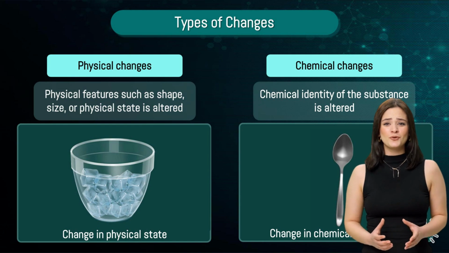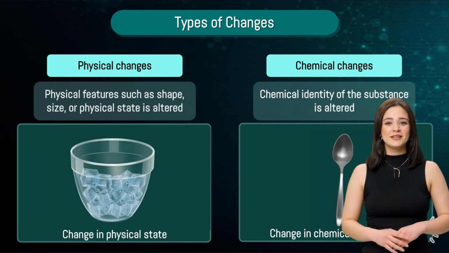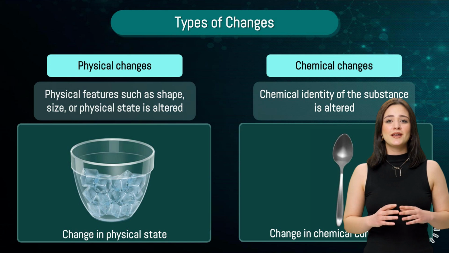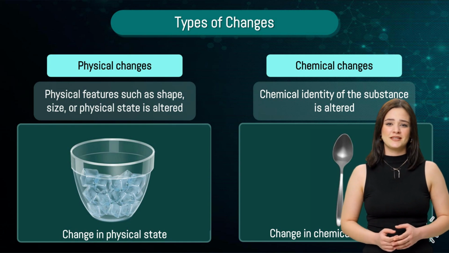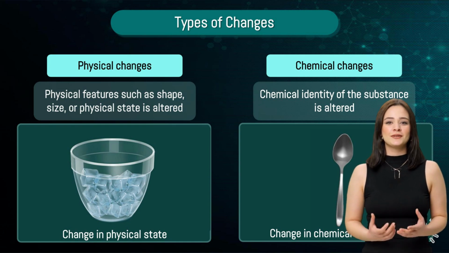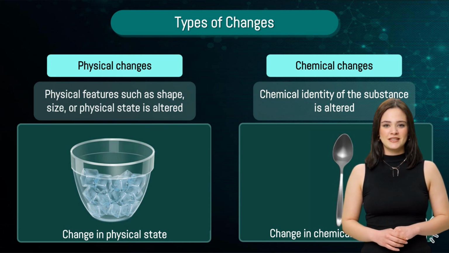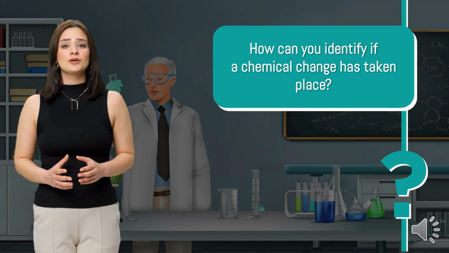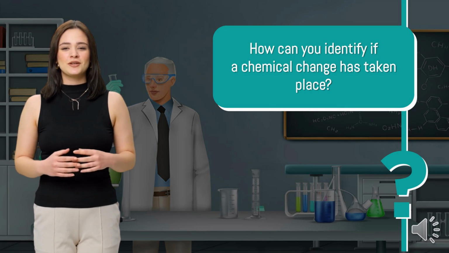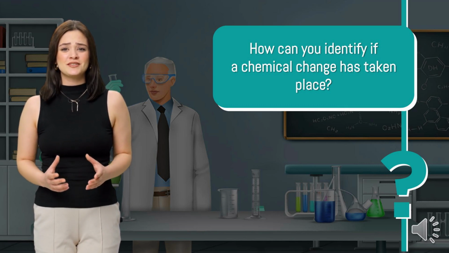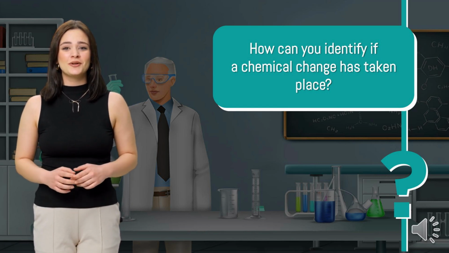Physical changes involve alterations in shape, size, or state, without changing the substance's chemical identity. Examples include melting ice or breaking glass. Chemical changes, however, alter the substance's chemical composition, resulting in new substances. Rusting iron or burning wood are classic examples of chemical changes. How can you identify if a chemical change has taken place? Well, chemical changes are not always visible, but they leave behind some important clues. Let us perform one activity and understand about chemical changes.